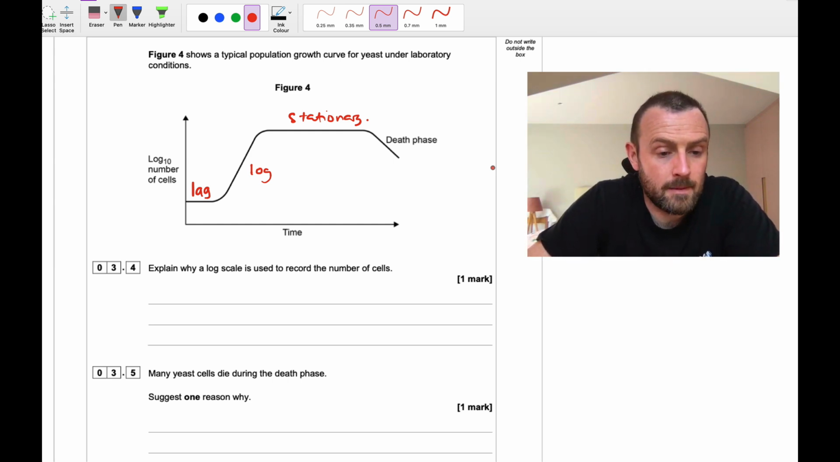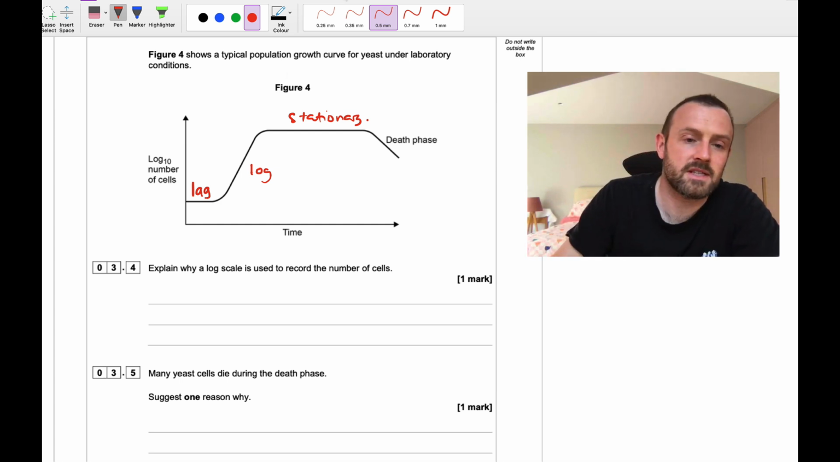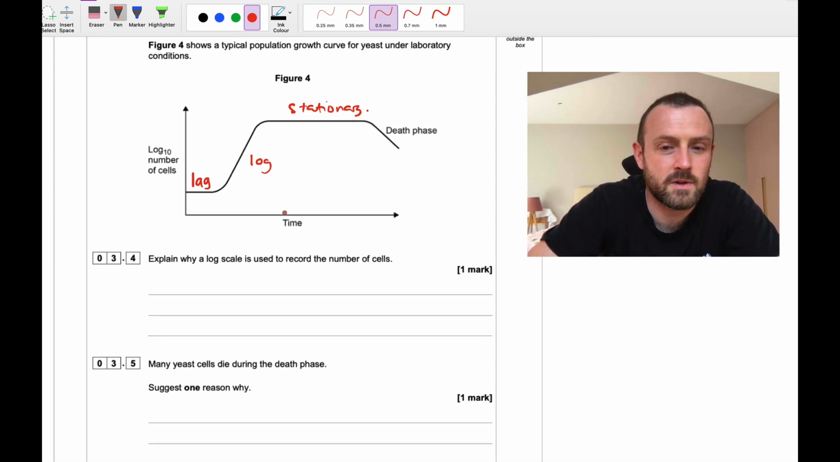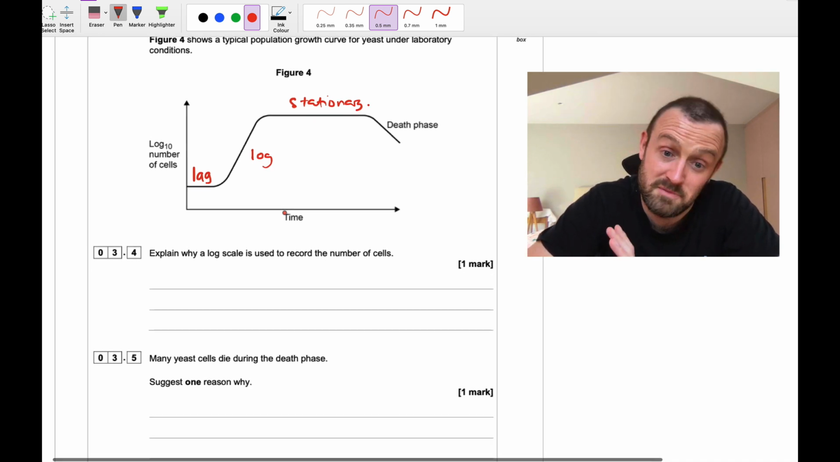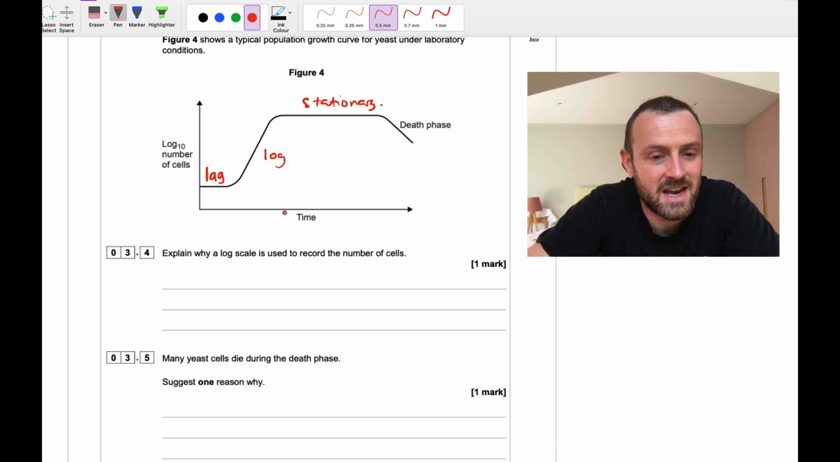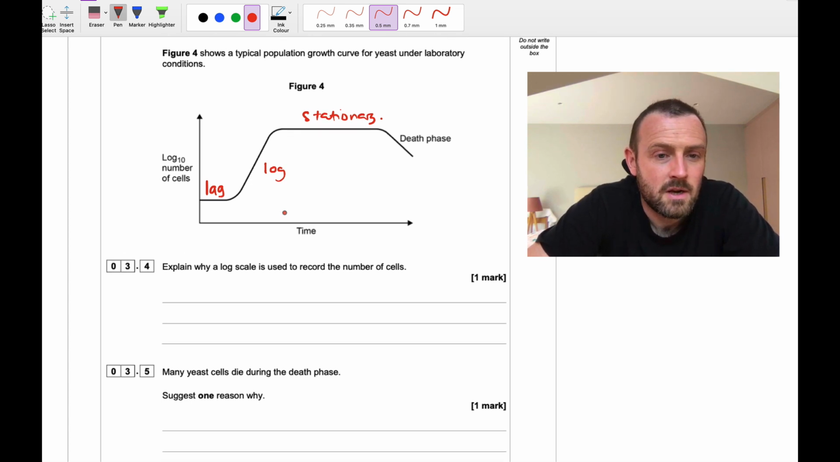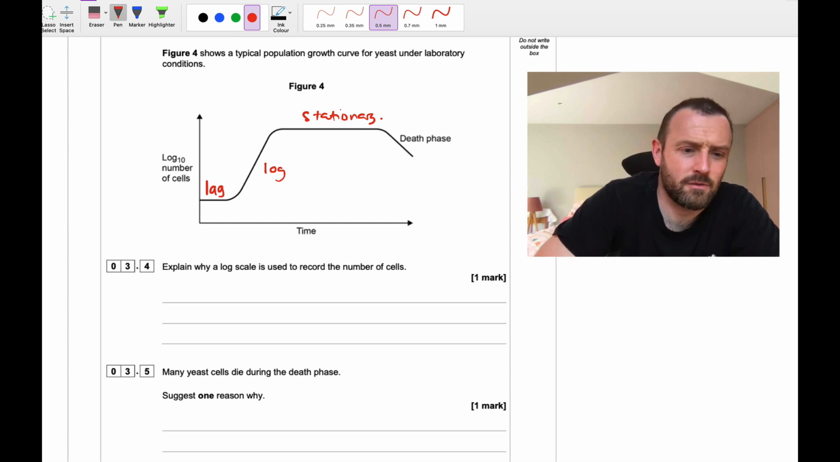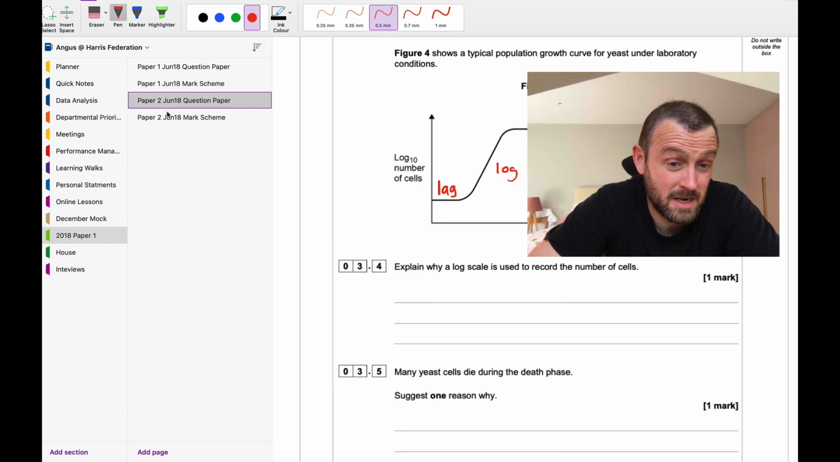Okay, a log scale is used to record the number of cells. I haven't seen this sort of question. I haven't got one of these types of question in OCR, which is what I'm used to. So I'm going to say it's because the yeast cells are replicating exponentially. I think I want to use the phrase exponentially. Let's see if it's right. Exponentially.